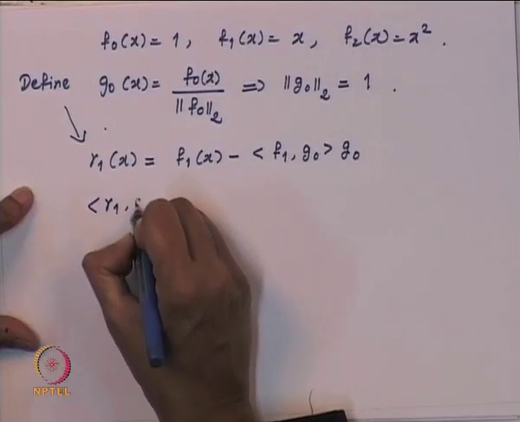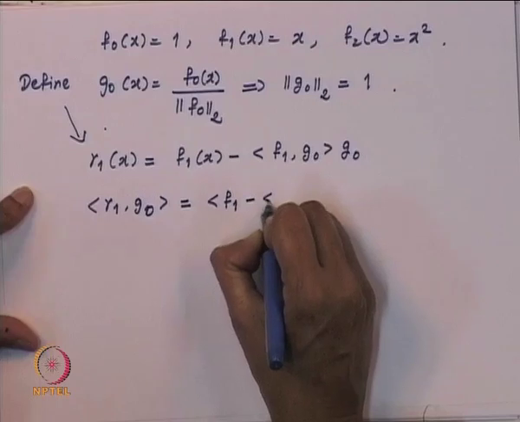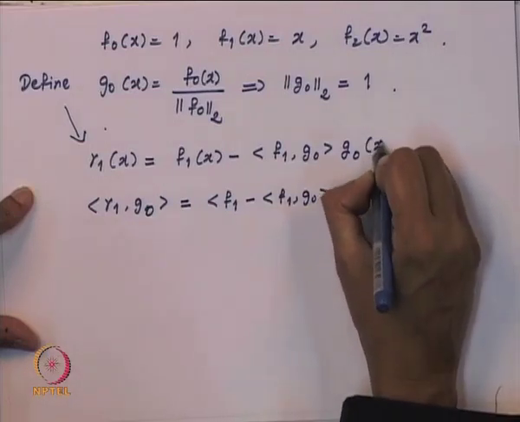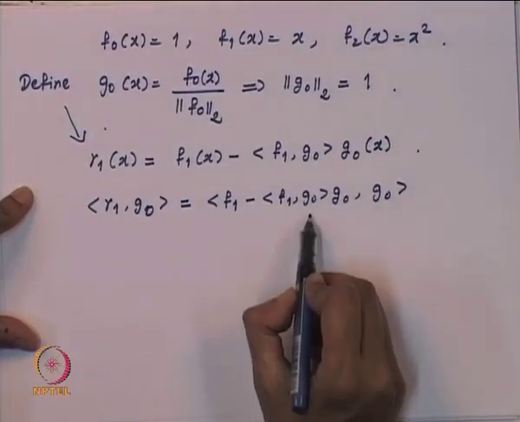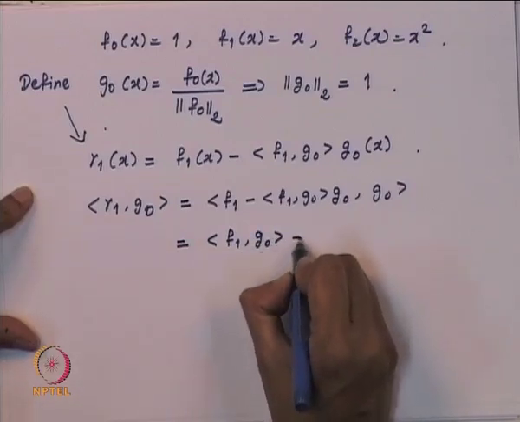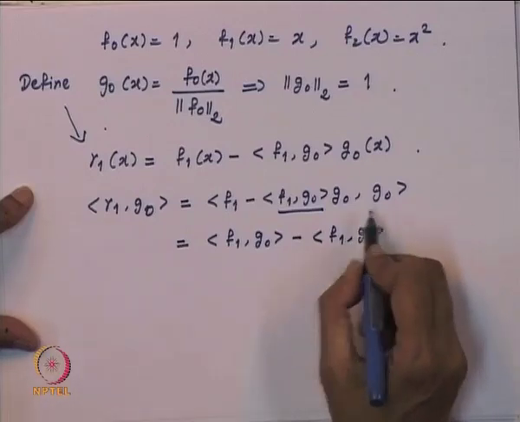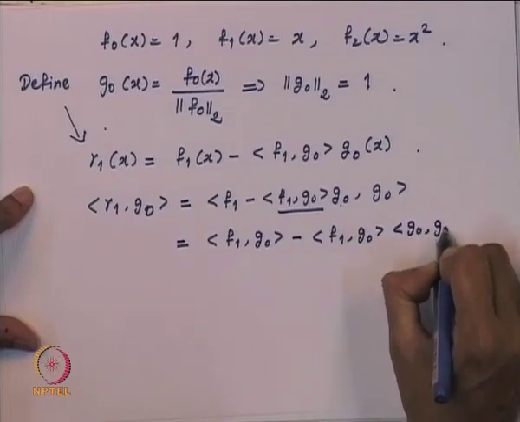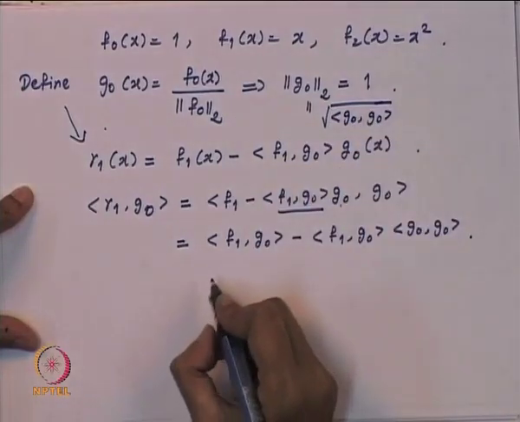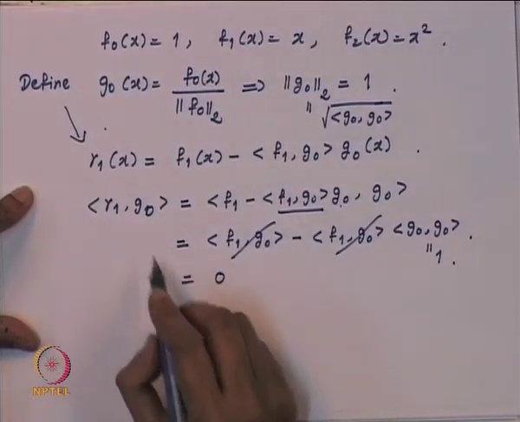If I look at the inner product of r 1 with g 0, it is going to be the inner product of f 1 minus the inner product of f 1 with g 0 times g 0, and then g 0. Now, we use linearity of the inner product to write this as the inner product of f 1 with g 0 minus, this is going to be a scalar, so it will come out of the inner product, so it will be f 1 g 0, and what is left is the inner product of g 0 with g 0. Now, our norm g 0 2 is the positive square root of the inner product of g 0 with itself. So, this is going to be equal to 1, and then this will get cancelled. So, you will get the inner product of r 1 with g 0 to be equal to 0.